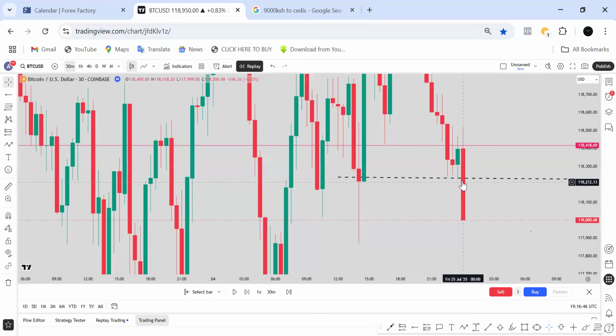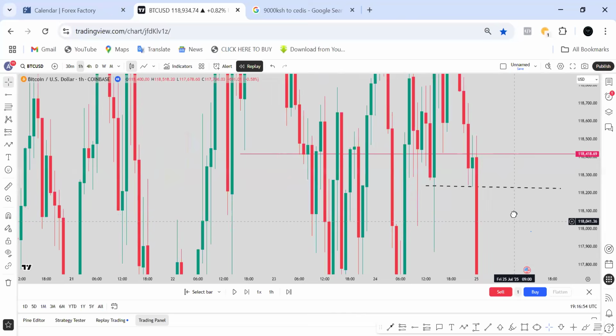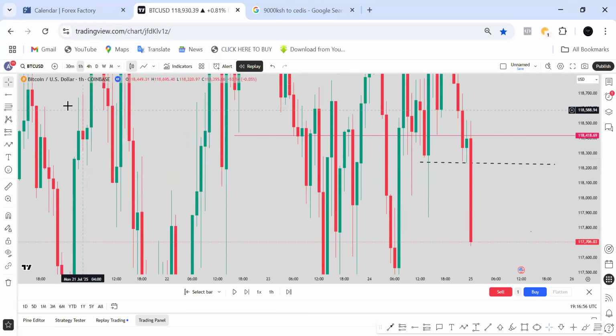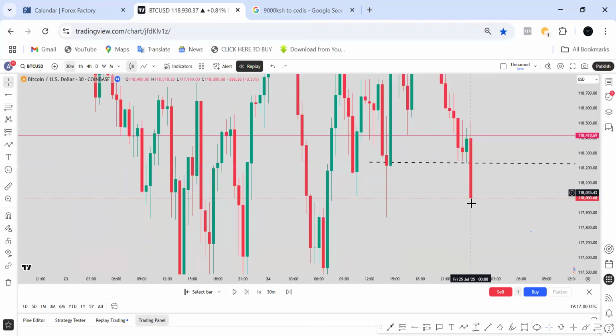If price breaks over here, understand that there was a shift in trend over here. But most often, if I want to be conservative, I will love the candle to close. You get it? I'll wait for the candle to close before I take the trade.